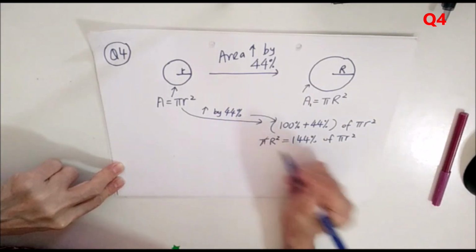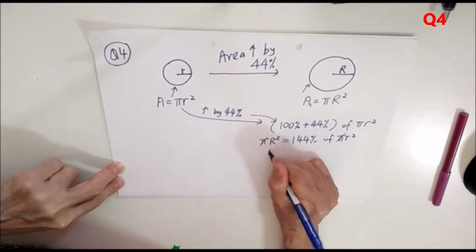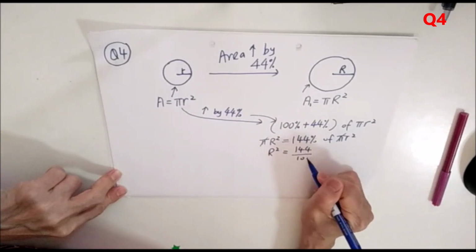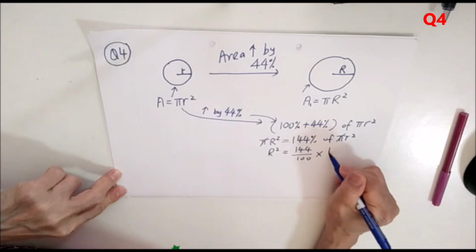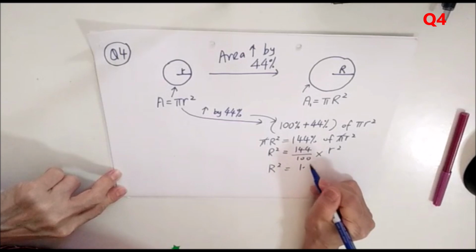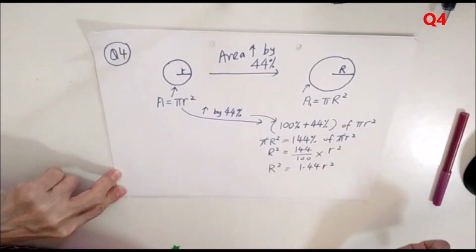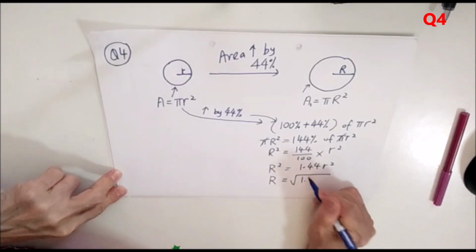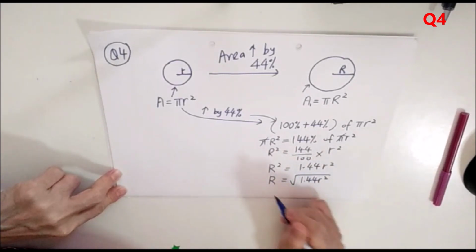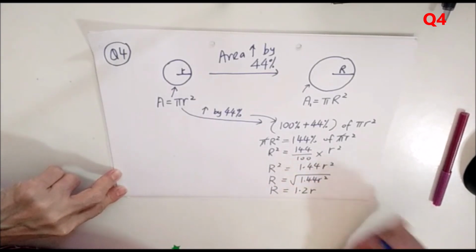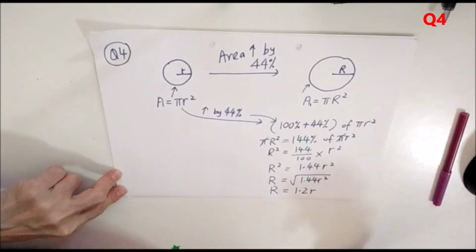We can cancel off the pi, and that will leave us with big R squared equals to 144 out of 100 times r squared, which gives us 1.44 r squared, which means that your big R is the square root of 1.44 r squared, and that will give us big radius equals to 1.2 r. But what the question wants is the percentage increase in the radius.